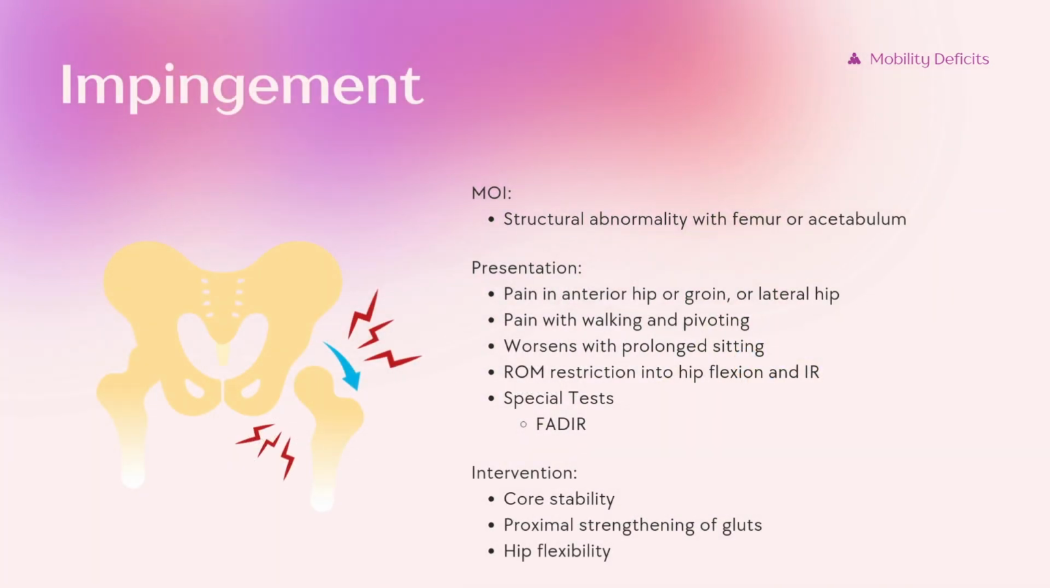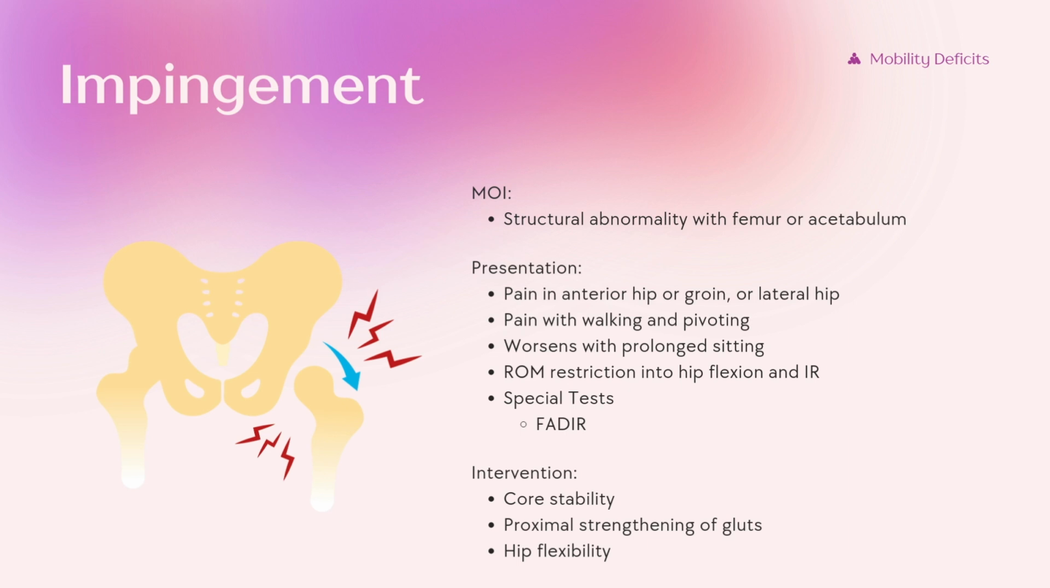Impingement mechanism of injury is a structural abnormality with the femur and acetabulum. They're going to have pain in the anterior hip or lateral hip, pain with walking and pivoting. It worsens with prolonged sitting. They can have a range of motion restriction into hip flexion and internal rotation.